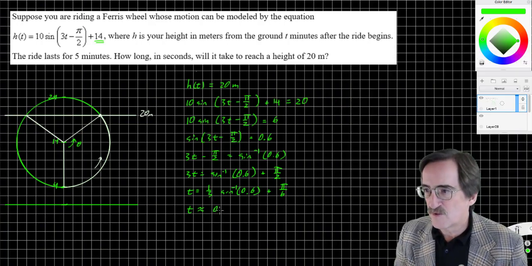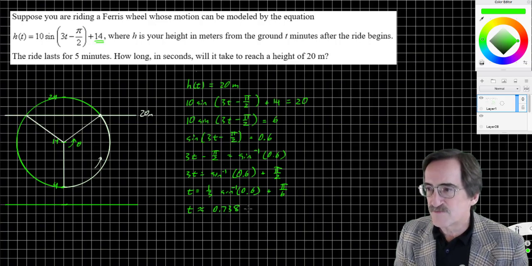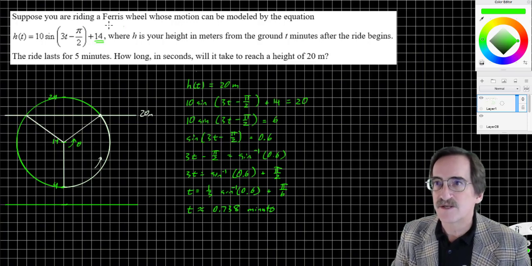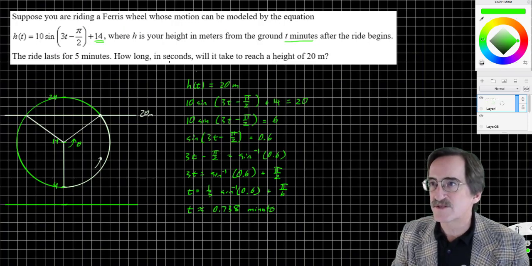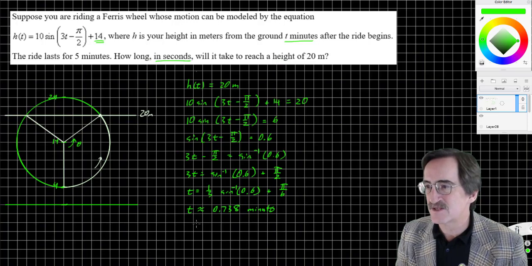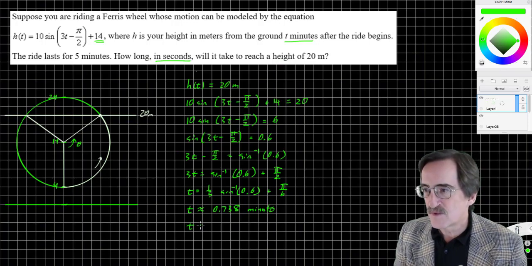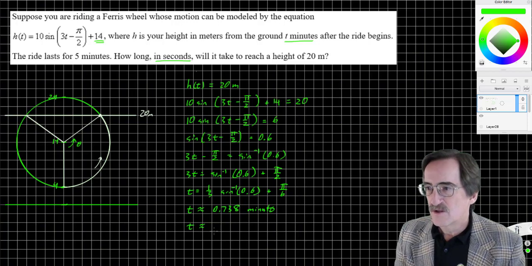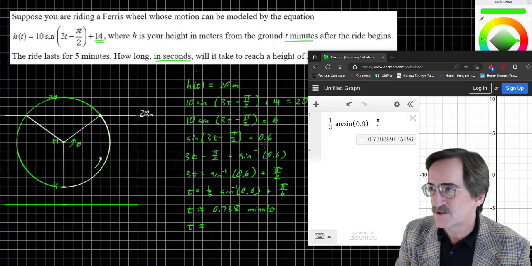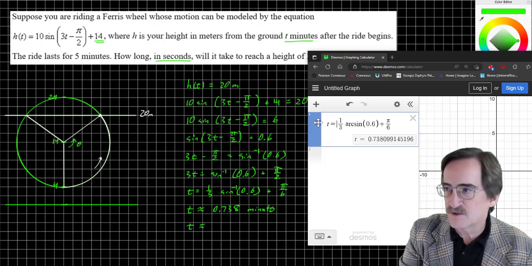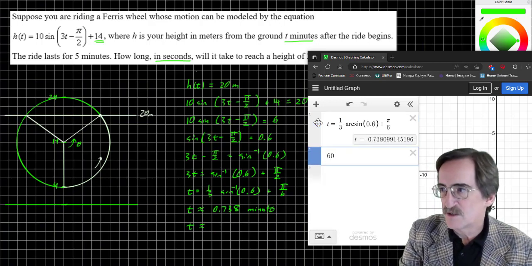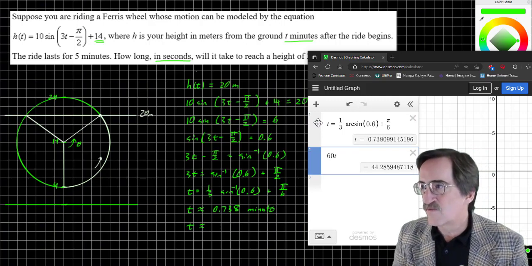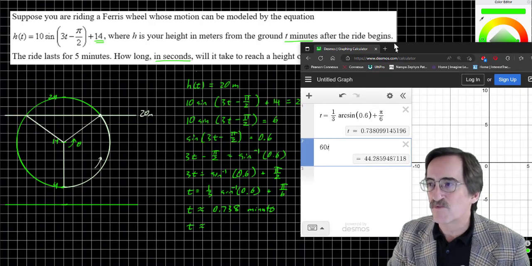All right, 0.738. Now this is minutes. Okay, and here's the hint. The ride lasts for 5 minutes. And the t is expressed in minutes, but they want this answer expressed in seconds. So t is approximately equal to 0.738 times 60. Let's do it this way here. I'm going to just say t equals, and then do 60t. And I get 44.2859. Doesn't say what we wanted to round to.